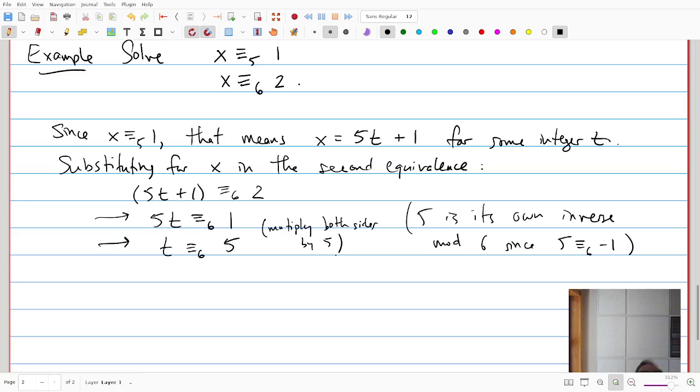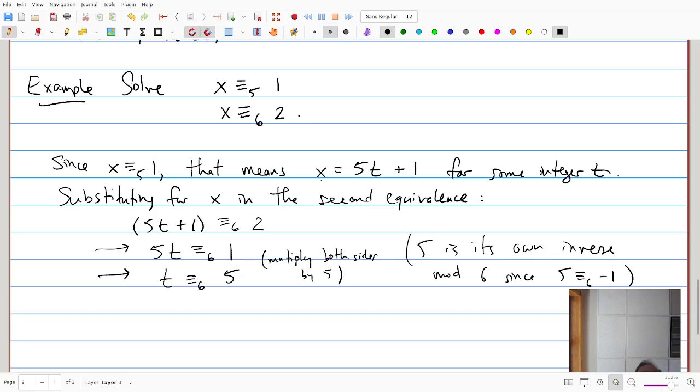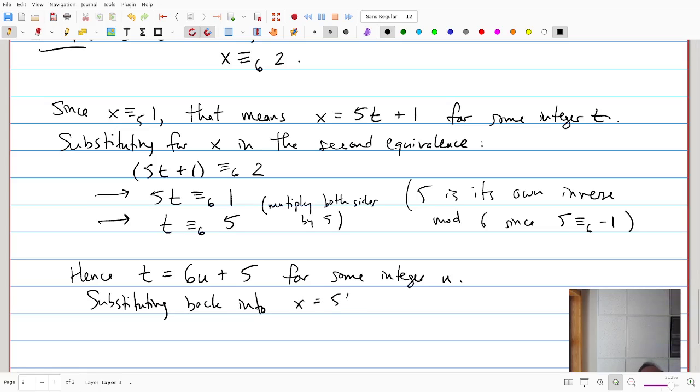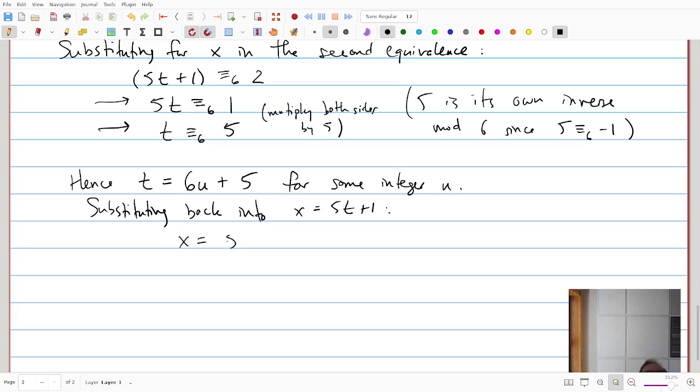Our ultimate goal is to find a solution for x, right? x is 5t plus 1. So at this point we can say, hence, t, well, t we know is 5 more than a multiple of 6. So we could say t is equal to 6u plus 5 for some integer u. And we can substitute this back into x equals 5t plus 1. We get that x is 5 times (6u plus 5) plus 1, which is 30u plus 5 times 5 is 25, plus 1 is 26. Make sense?